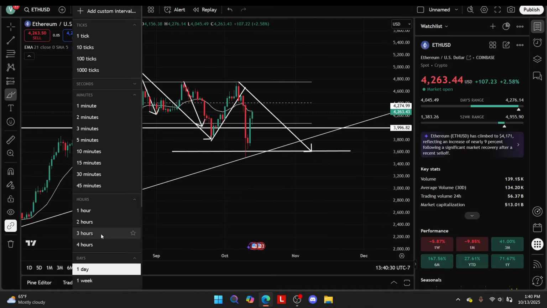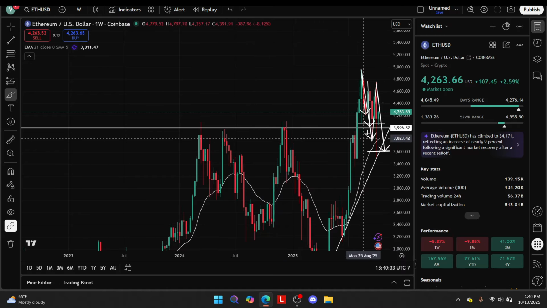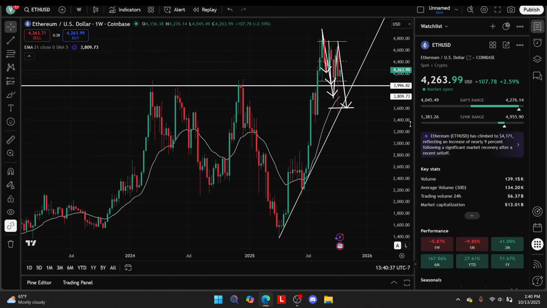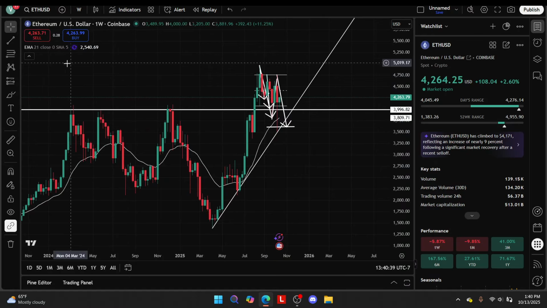So Ethereum, as of right now, it looks pretty bullish, right? It's not a 100% guarantee, but it puts a slight tilt in odds towards the upside. Now let's take a look at the weekly chart.